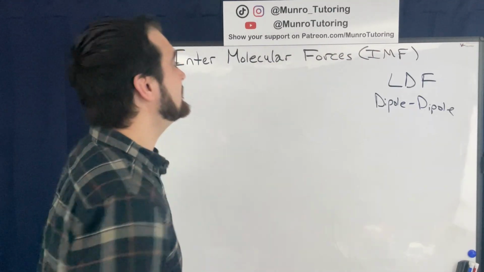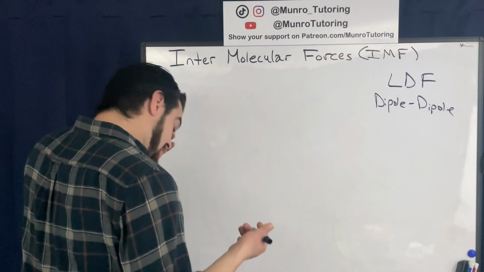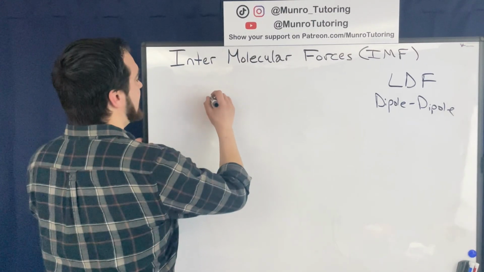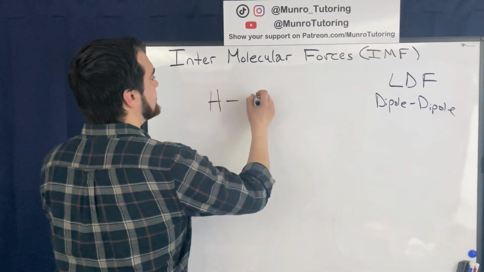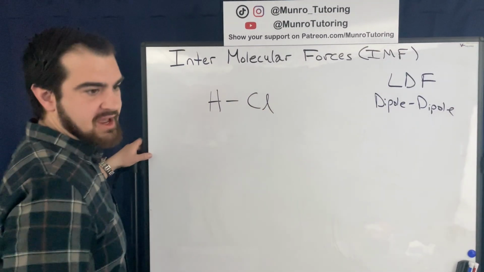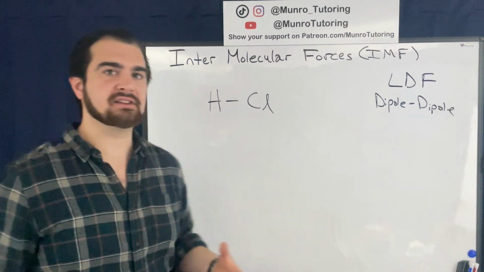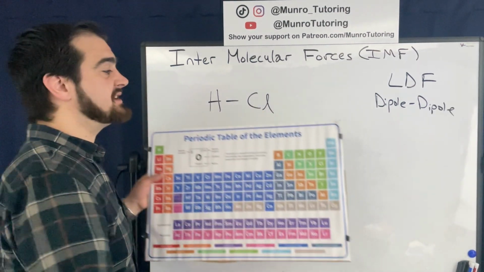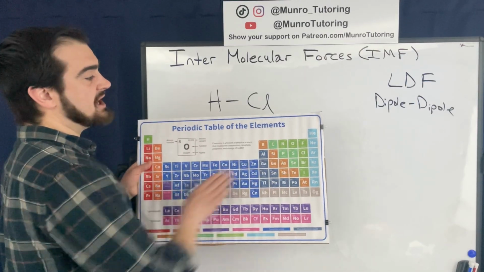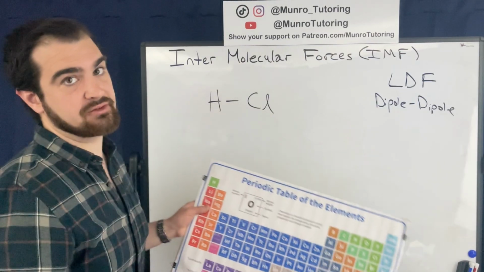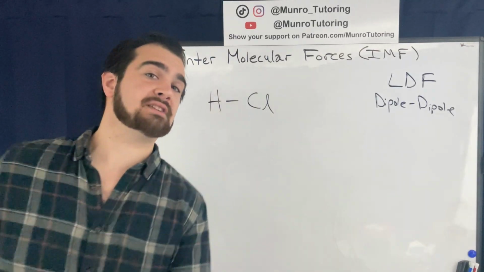So let's continue. Let's say I have a molecule like HCl. If we have H bonded to a Cl, we know by understanding electronegativity that chlorine is a little more electronegative. If you missed that lesson, I have a lesson on electronegativity. It increases up and to the right. Chlorine's over here, hydrogen's there. Chlorine is more electronegative, which means it attracts electrons to itself more strongly.